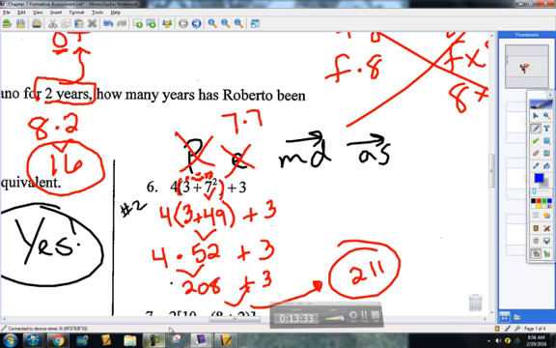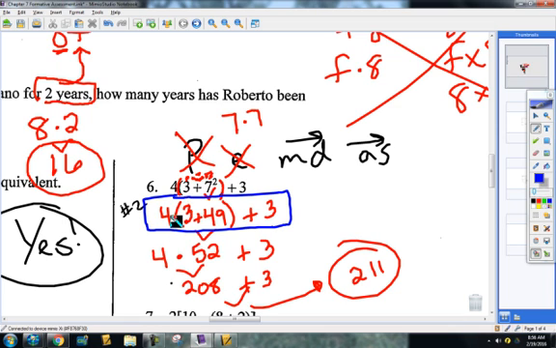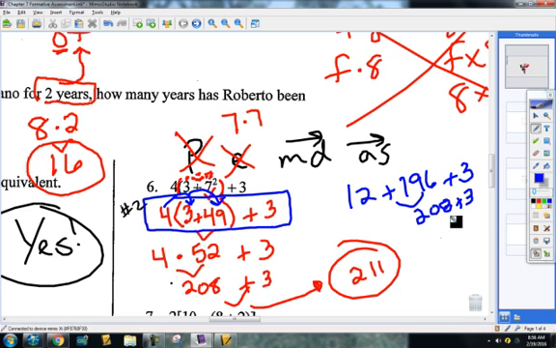Okay, so the other way that people were doing it, by the way, is on this line right here. I'm not saying you had to do it this way or anything like that, but I did have a couple people that actually distributed here. So they actually got 12 plus 40, I think that's 196, and then plus 3 like that. Then you get 208 plus 3 equals 211. Either way is fine there. But I think this is the way you guys know more. But you could distribute there. You have to wait to the end.